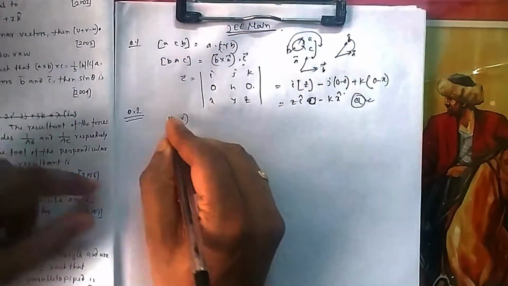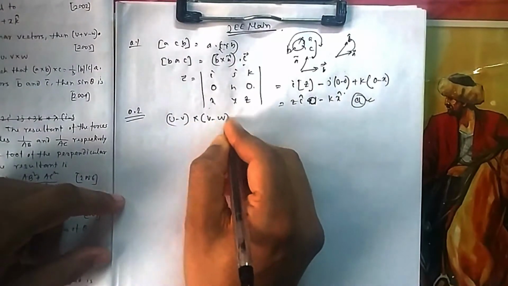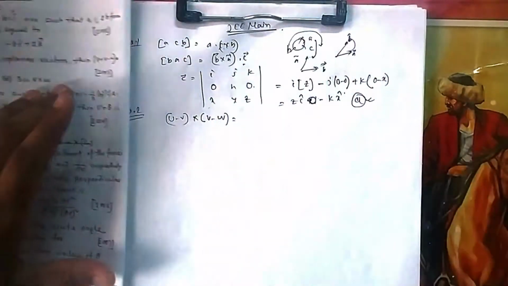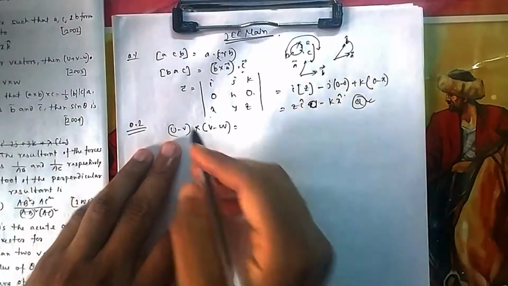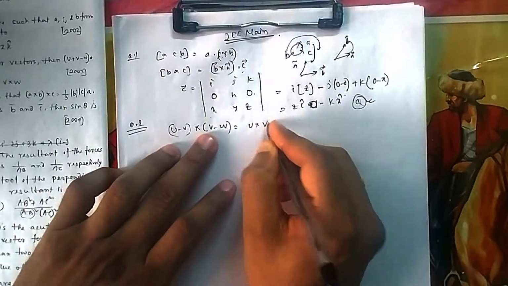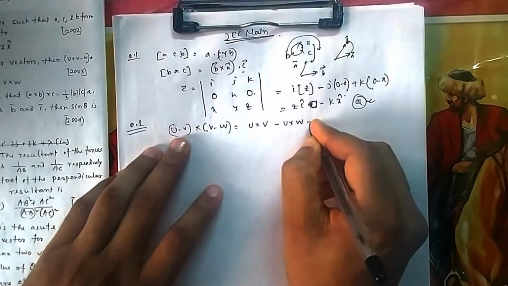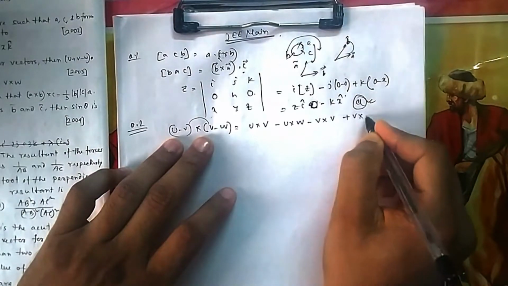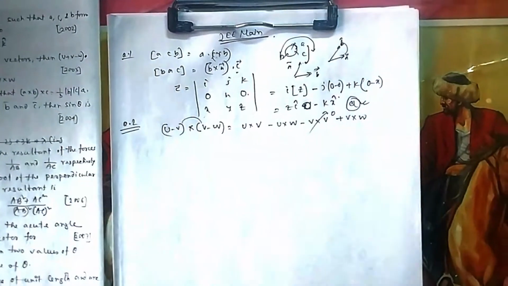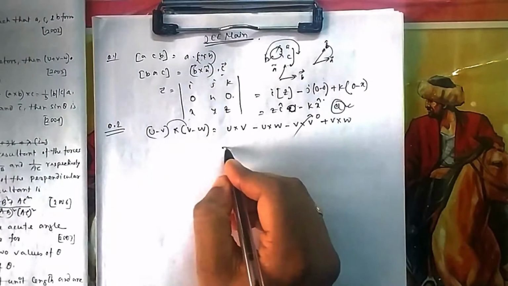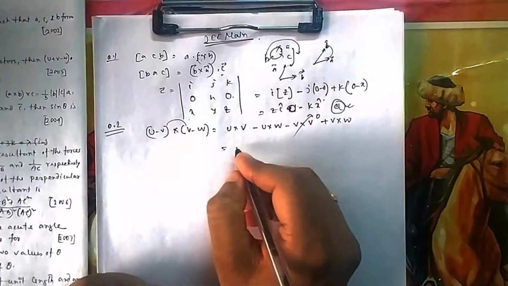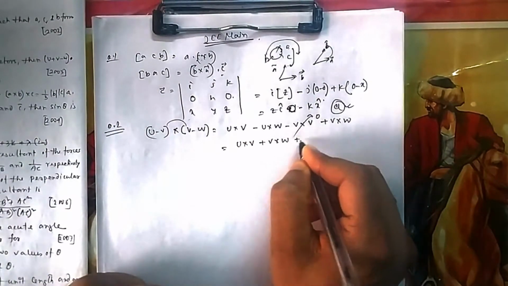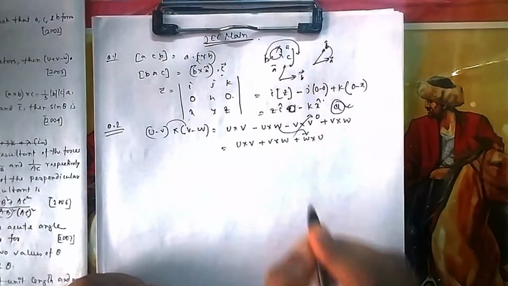So it is u cross v minus w, cross v minus u minus w. For 3 non-coplanar vectors, you have to be careful, so this order has to be maintained because it is cross. So it is u cross v minus u cross w minus v cross v. What is v cross v? v cross v is 0, similar to i cross i being 0. So now it will look like u cross v plus v cross w plus, if I change it, w cross u. I have changed it, so now it will look like this.